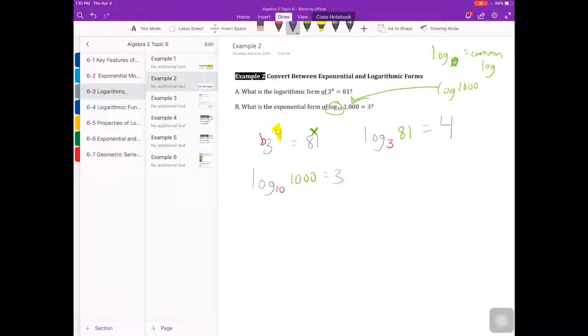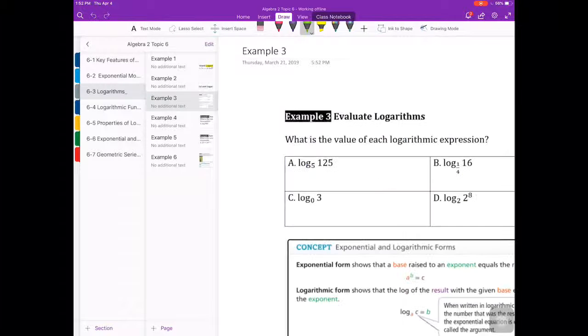Now you'll know how to write this, right? So we're going to write it as 10 to the third equals 1,000. Not 10,000. Whoops, 1,000. So that's how we convert.